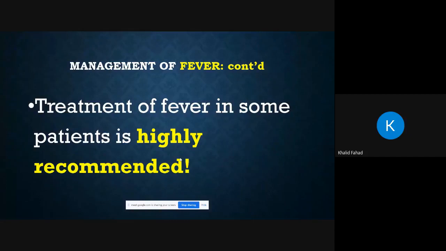Yes, very good. So in a patient with febrile seizure, treatment of fever is indicated. Okay, this is number one, febrile seizures. Do you know other indications?